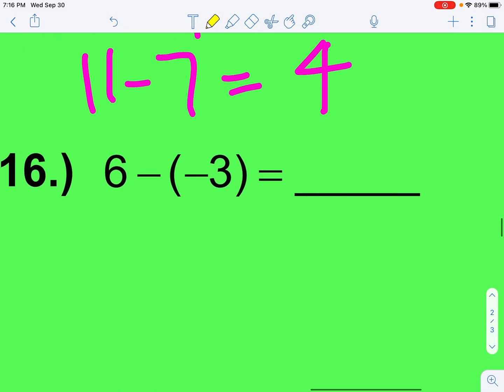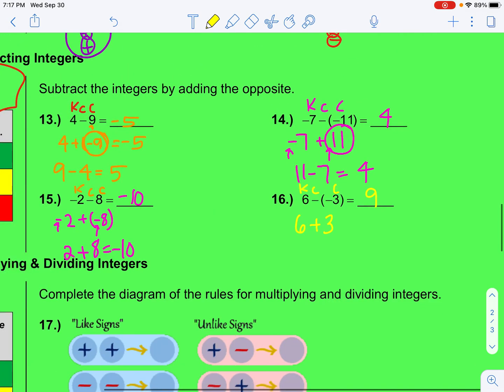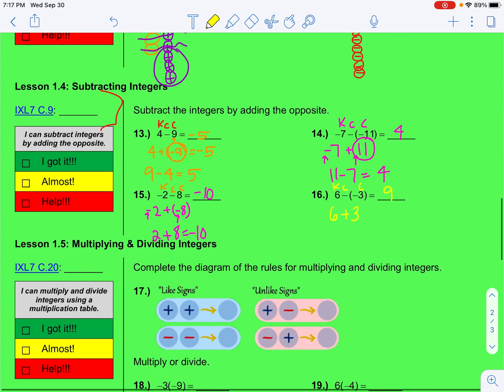Alright, and our last one of these, 6 minus a -3. I'm going to keep, change, change. I keep my 6, change my minus to a plus, change my -3 to a +3. Oh, that makes this problem a lot easier. 6 plus 3 is 9. And we are done with lesson 4.